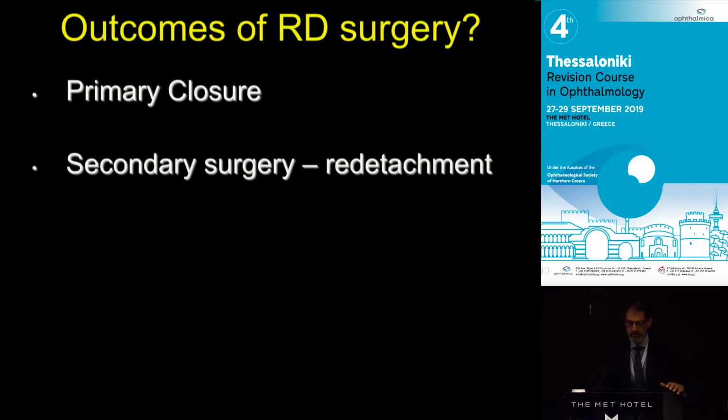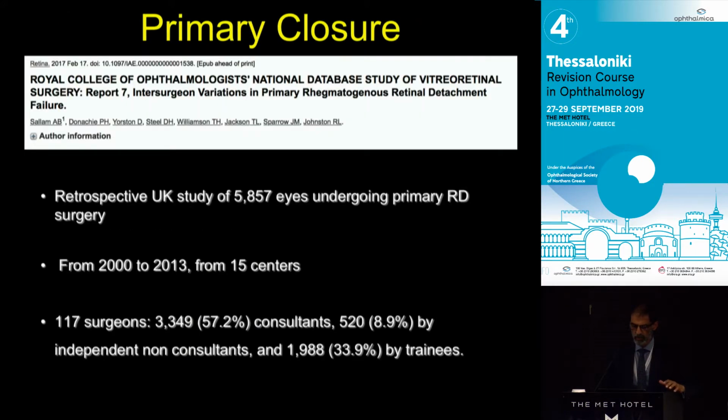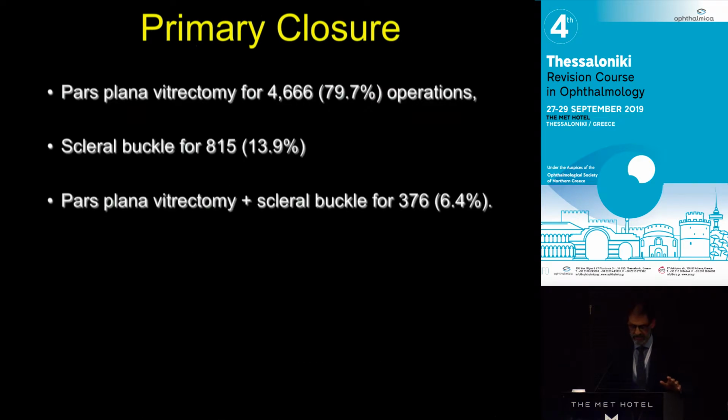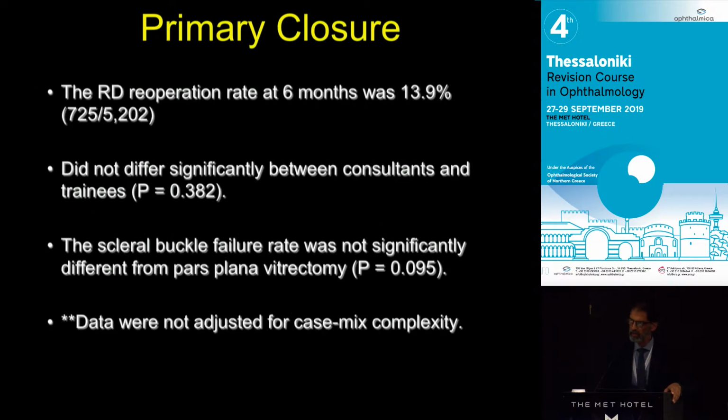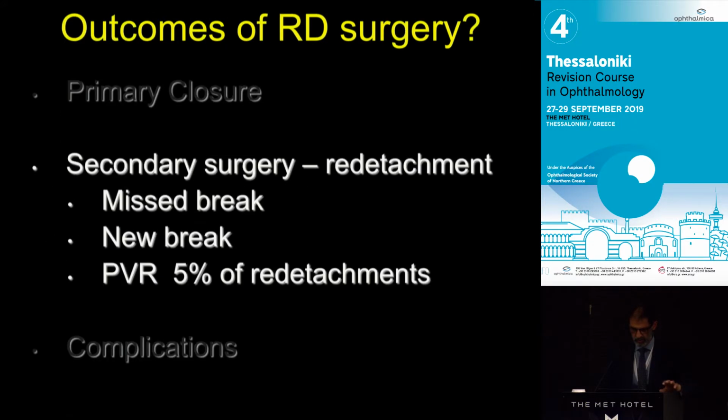What about the outcomes of surgery? Primary closure is what's usually recorded. Secondary surgery from redetachment and complications we also look at. This is the UK data set, and that shows that across the UK in the National Ophthalmic data set, the closure rate with primary surgery is around 86%, and it's about the same for scleral buckling and vitrectomy. And the juniors will be pleased to note there was not a significant difference between senior and junior surgeons. In the outcomes, they're all sitting in the mid to high 80% in terms of primary reattachment. I just wanted to let you know that.